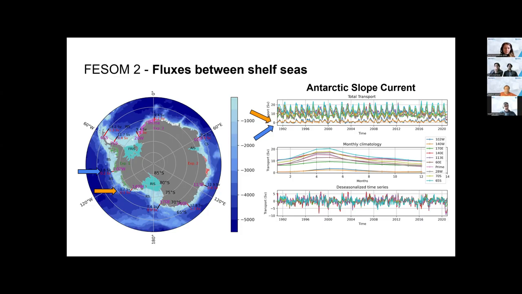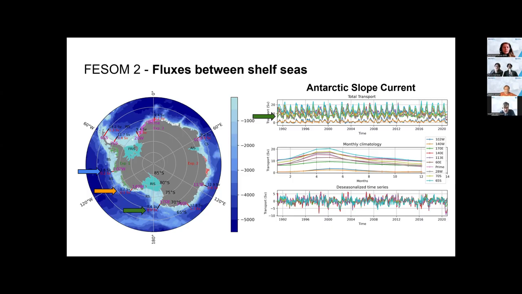And here you can see the orange and blue arrows where the Antarctic slope current starts. If you remember from the velocities map, the currents are not that strong there, and the slope current is not always present in these regions. That is a feature that's in agreement with observations. And with the model, we can see for longer periods that it's more there sometimes and not there other times.